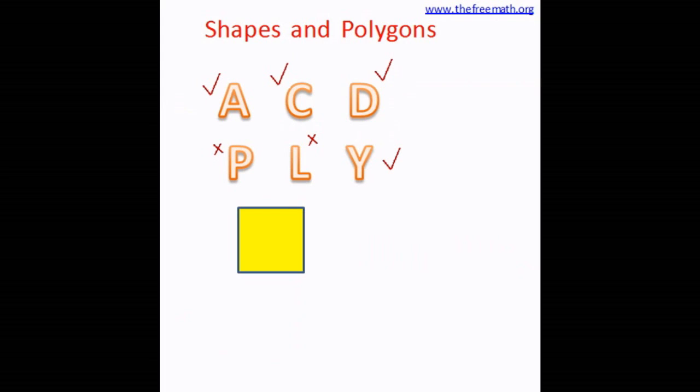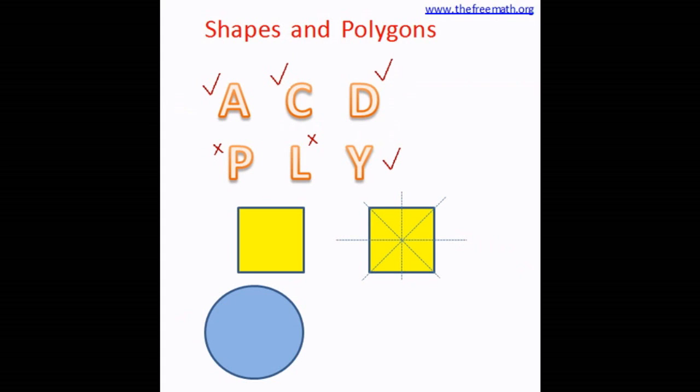Now let's look at the square. Now, how many axes of symmetry does this have? We can fold it vertically or horizontally, and we can also fold it on the diagonal. That means I have 1, 2, 3, 4 axes of symmetry.